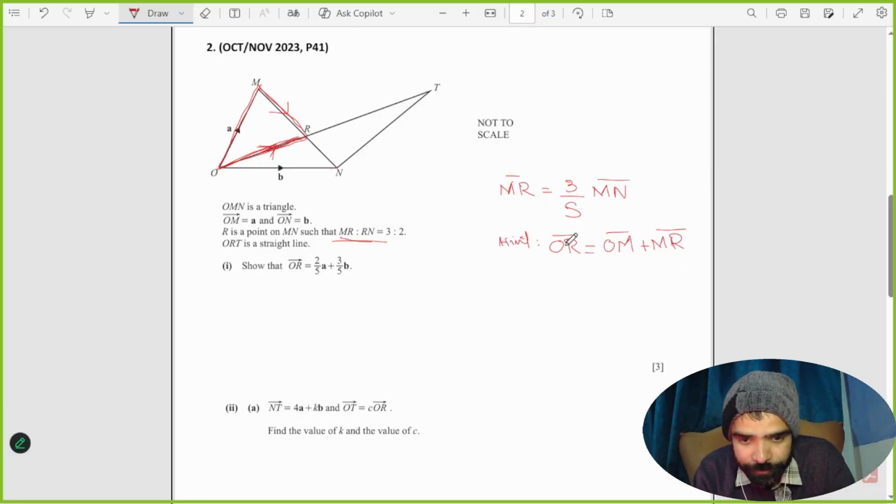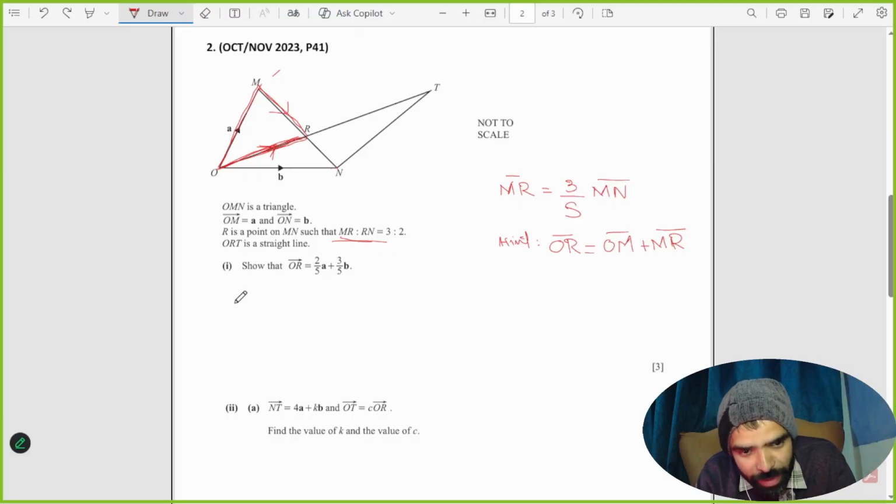Okay, now let's do this one. We need to find MR because we have OM is small a. To find MR, we need to find MN, correct? MN, because MR is 3 by 5 of MN. We will put the value of MN. It will give us what is MR.